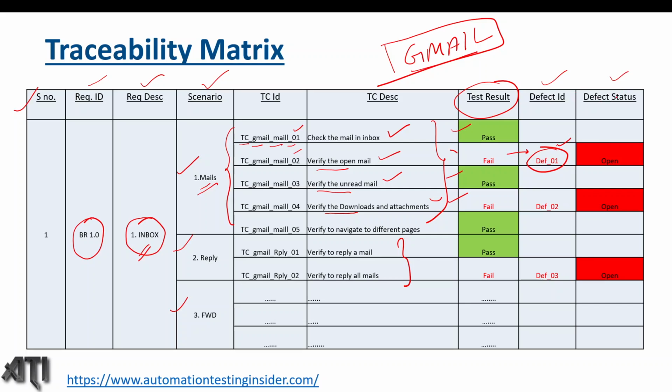And what is the defect status? This is in open state, so if it is closed, we can mark it as closed as well. And here we have defect 2, and correspondingly we have its status. So this is how we map from the requirement to the scenario to the test cases, test results and defect ID, guys.